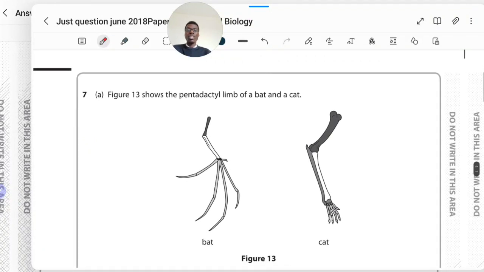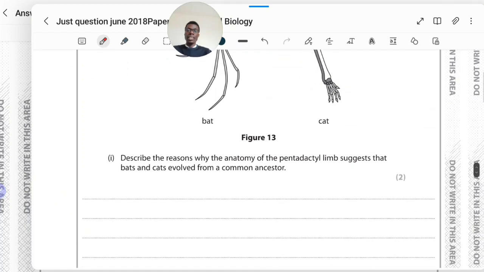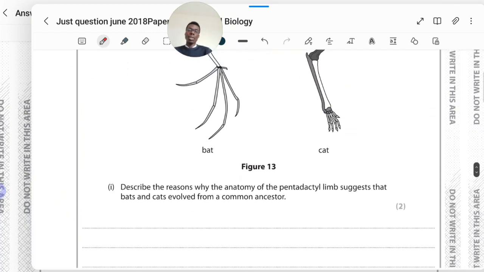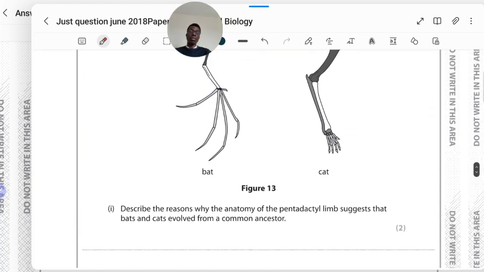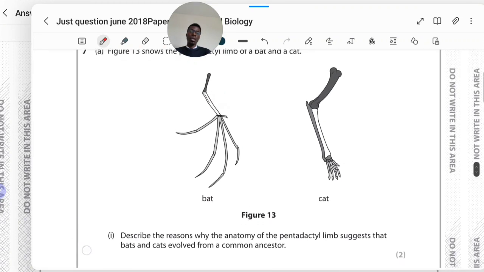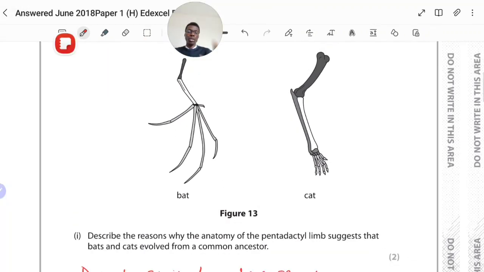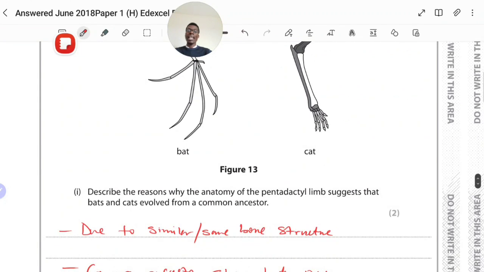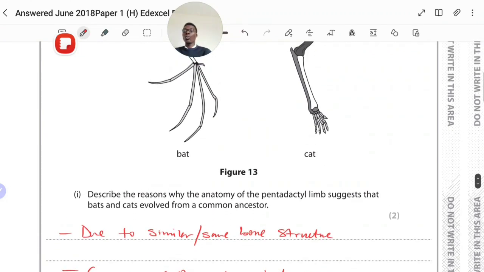Now, figure 13 shows the pentadactyl limb of a bat and a cat. Describe the reason why the anatomy of the pentadactyl limb suggests that bat and cat evolved from the same common ancestor. All right, structure. Is there another structure there? But don't worry about that, please. Okay, so why does this happen?